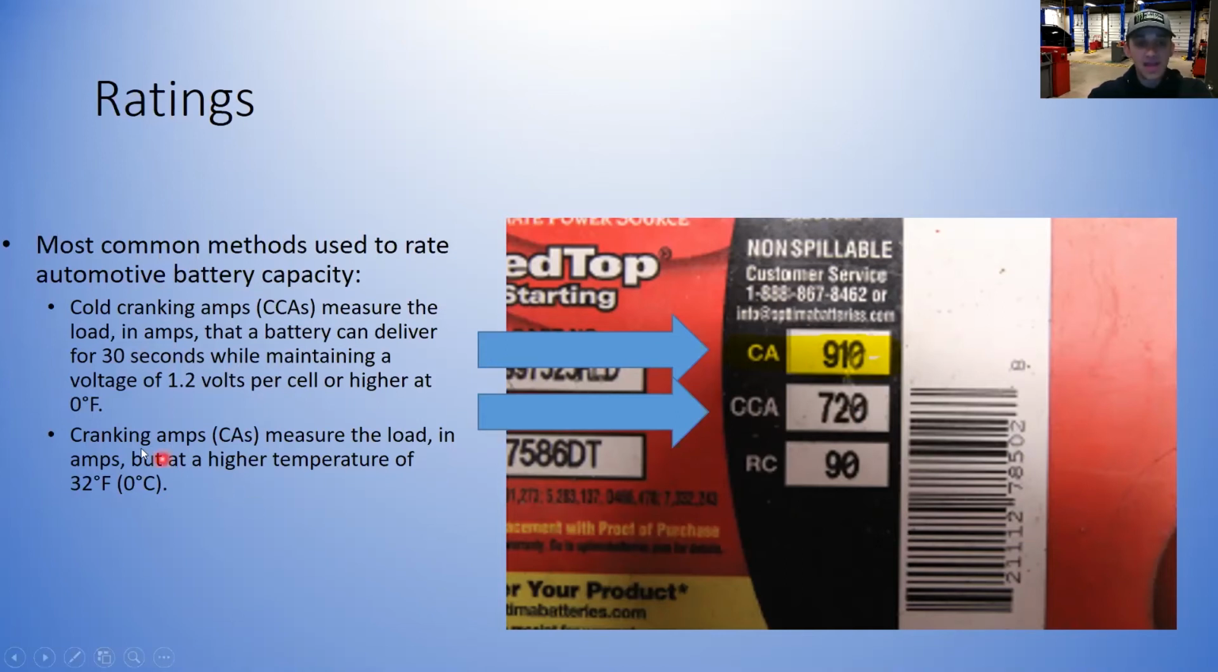All right. Now, people get this confused with cranking amps. Cranking amps is the same thing, just at a higher temperature, at 32 degrees instead of 0 degrees. So cranking amps measure the load in amps, but at a higher temperature.